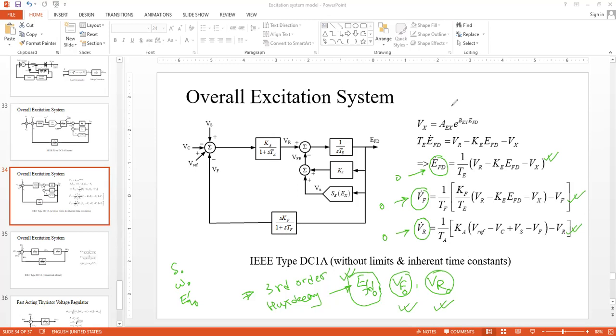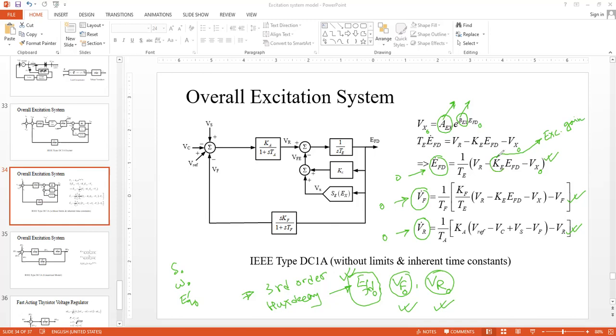Of course, if we start from here, what do you need to know? You need to know what is your AEX and what is your BEX. Those would be dependent on some operating point, and hopefully those would be given in your machine data, along with the exciter data part. These two values should be given, AEX and BEX. So if those two are given, and if you know EFD naught, then you should know VX naught. So VX naught is known. Then KE should be known. This is the exciter gain.